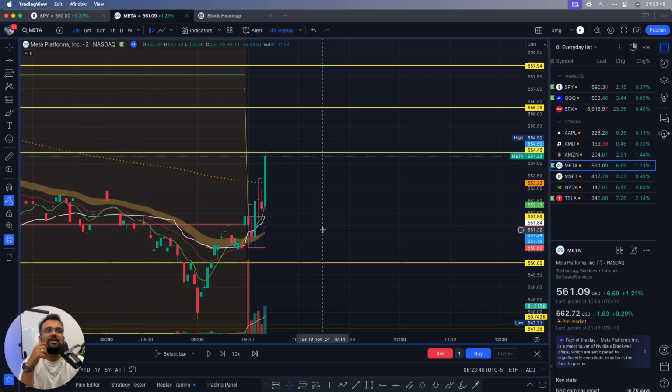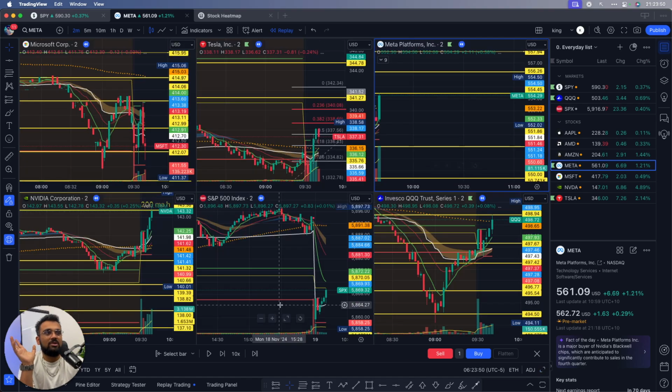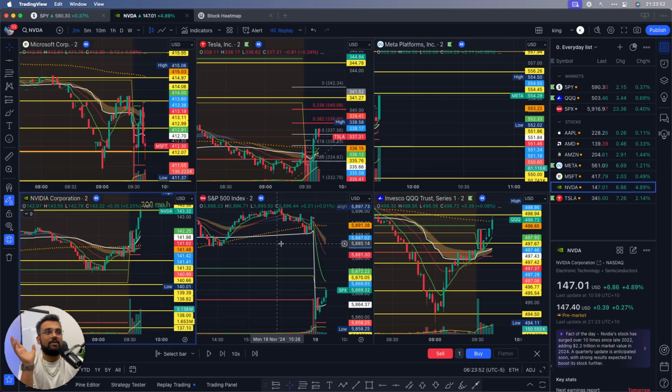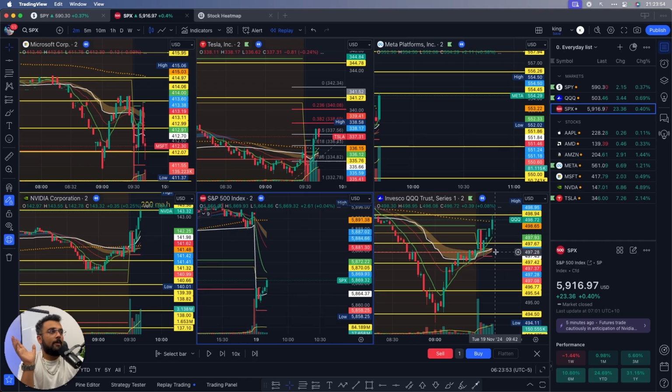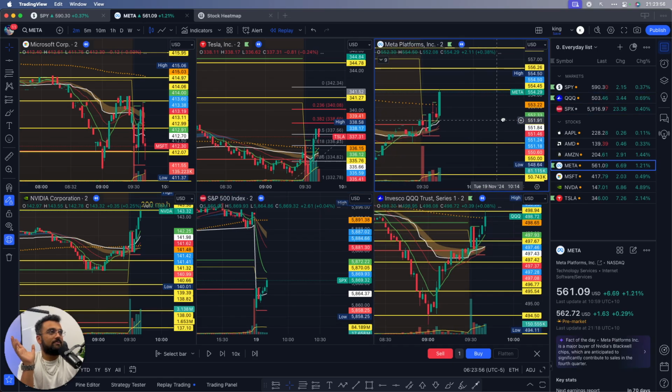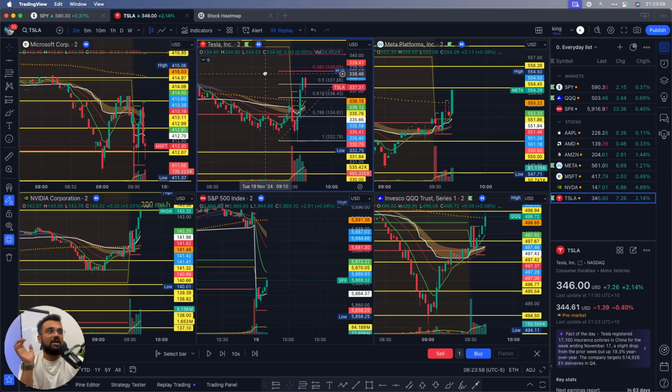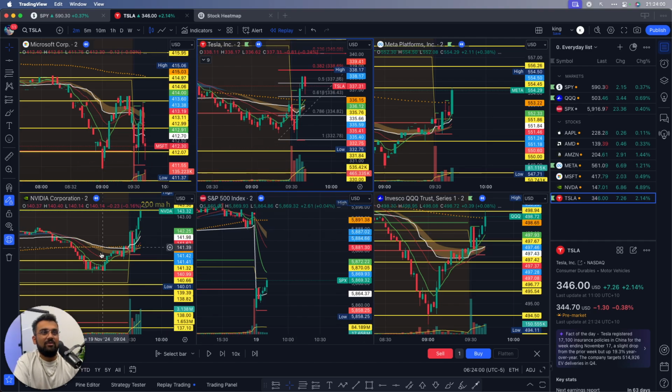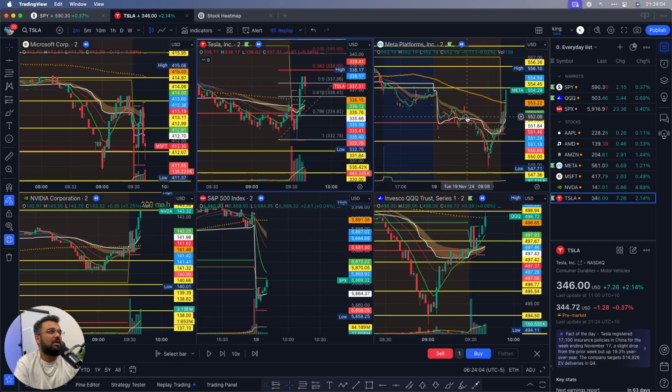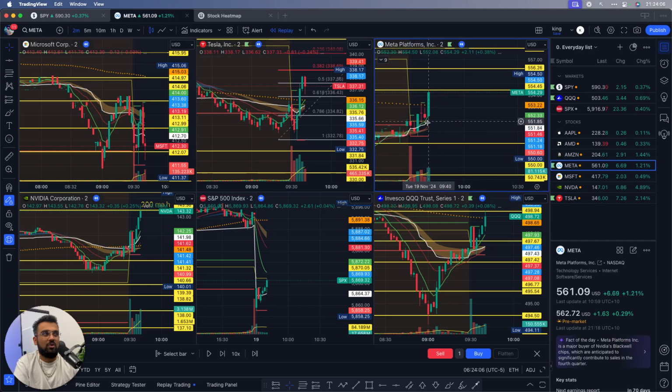Now, this is what was going on in these charts. Look at this, this is everything. All right, this is all the names that I was watching at that given stage. Nothing really was setting up, but I saw this Meta break above. Meta was just looking strong. I'll show you in a minute.